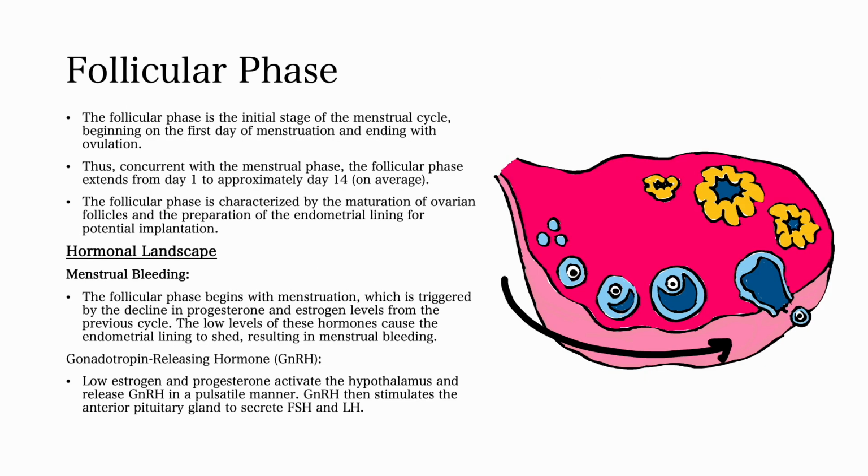Then we have the follicular phase. The follicular phase is the initial stage of the menstrual cycle, beginning on the first day of menstruation and ending with ovulation. Concurrent with the menstrual phase, the follicular phase extends from day 1 to approximately day 14 on average. The follicular phase is characterized by the maturation of ovarian follicles and the preparation of the endometrial lining for potential implantation. Let's consider the hormonal landscape during the follicular phase.